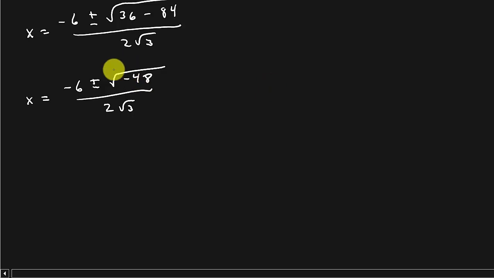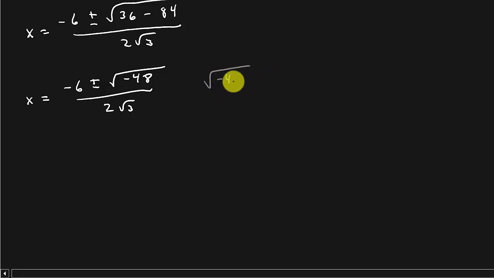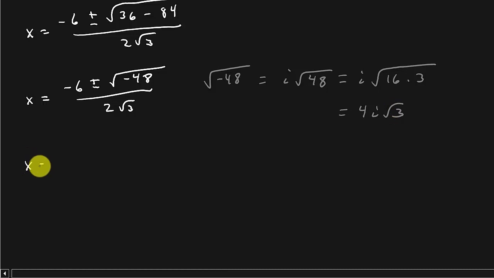We can factor this thing. Let's go over to the side. We got square root of negative 48. Now let me do it in a different color. This is scratch work. Square root of negative 48. So the negative, that's i square root of 48. And so that's going to be i square root of 16 times 3, which is 4i square root of 3. All right. And so x is equal to negative 6 plus or minus 4i square root of 3 over 2 square root of 3.